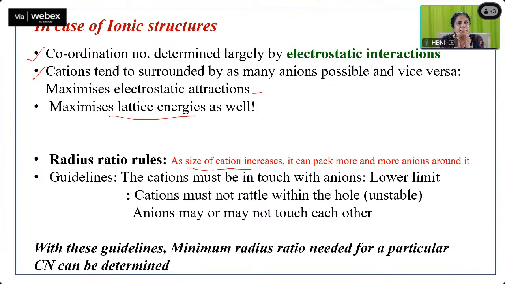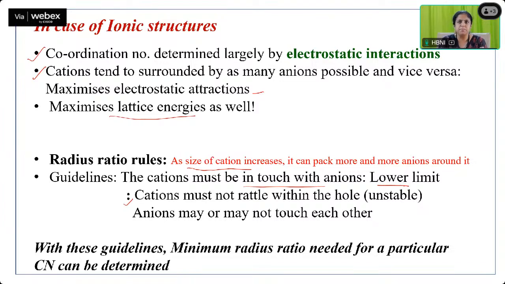The lower limit is set by this: suppose you have a cation and you start placing anions around it. You can place as many anions as long as the cation is touching the anions. That sets the lower limit, because if the cation becomes smaller and is not touching the surrounding anions, then it is an unstable arrangement. What I'm trying to say is that the cation must not rattle within the hole.